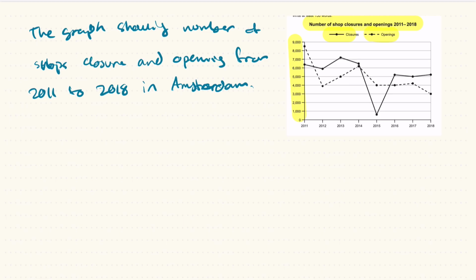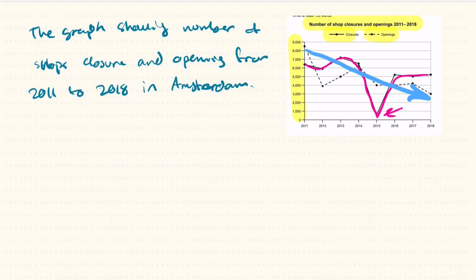So you can say, you can see the obvious big minimum in terms of closures. So here's the big one, there weren't many shops being closed in 2015. And openings also have a little bit of a decreasing trend. So overall, both of them decreased, but the decrease in terms of openings was more consistent. So you can write that.